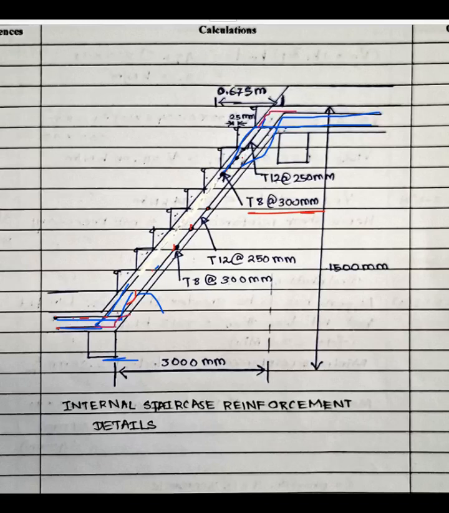So this is a simple example of an internal staircase, usually used in a house plan. In the next part, we can do a more detailed design step by step with bending moment and steel calculation.